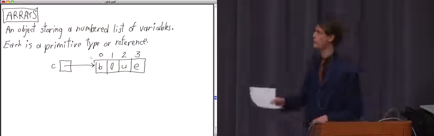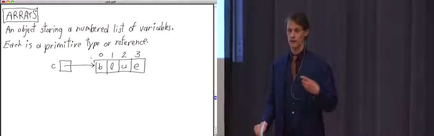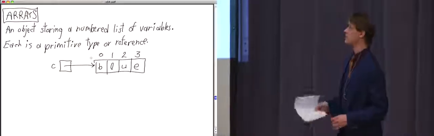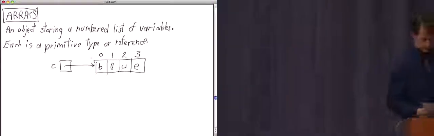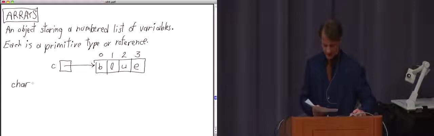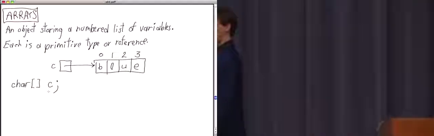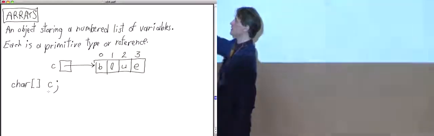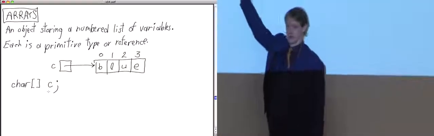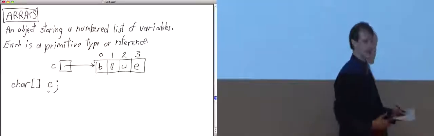And now I've drawn this picture of an array of characters and a reference pointing to it. I want to write the code now that creates this. So I got to start by having some place to store the reference to the array. And here's how I get that. I declare a variable called C, and the type of C is array of characters. That's written char, open bracket, close bracket. Got to use square brackets.